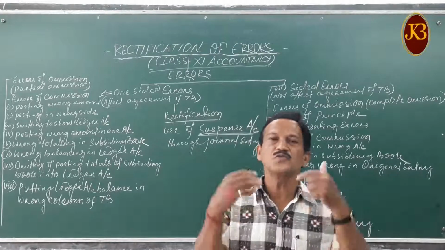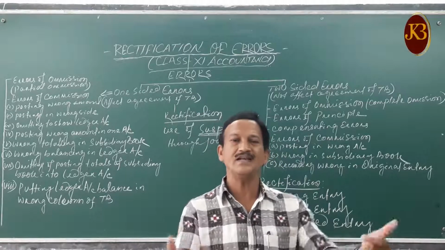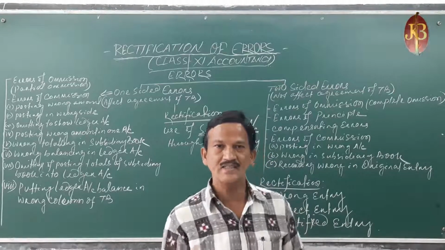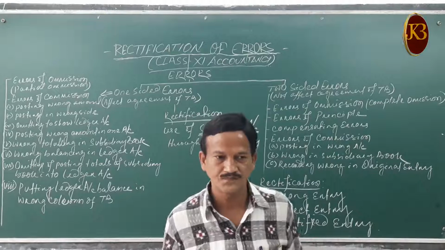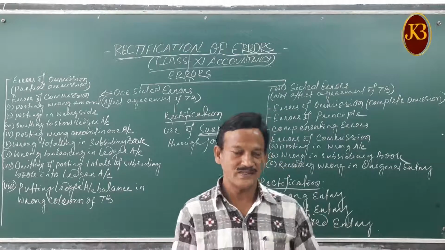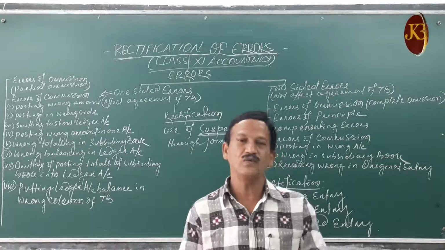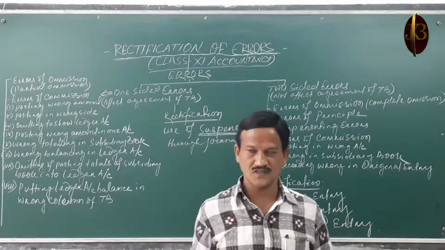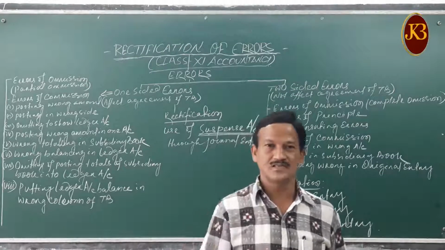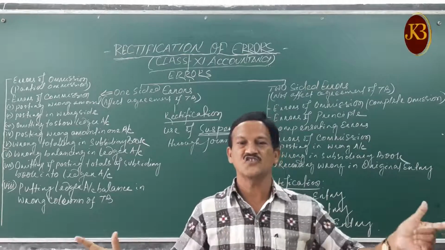The procedure followed to rectify the accounting errors that happened in the recording or posting process is called rectification of errors. Rectification is nothing but correction. When there is a mistake, we need to correct it. Why will we correct it? Because there are three purposes. The first purpose is to show the correct records, correct evidence, that is, 100% accuracy.